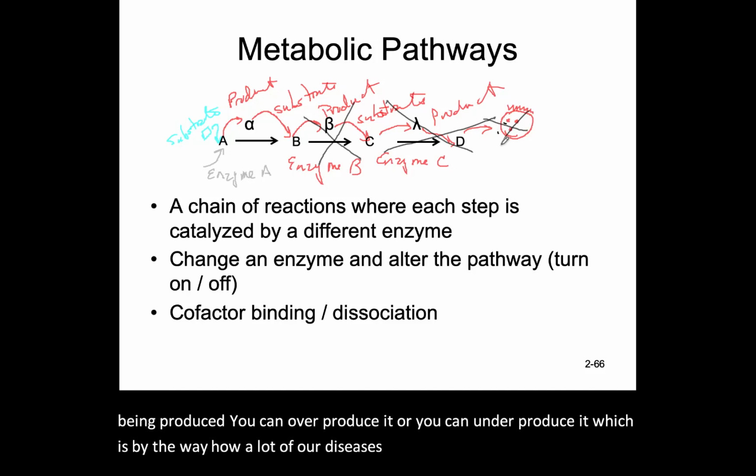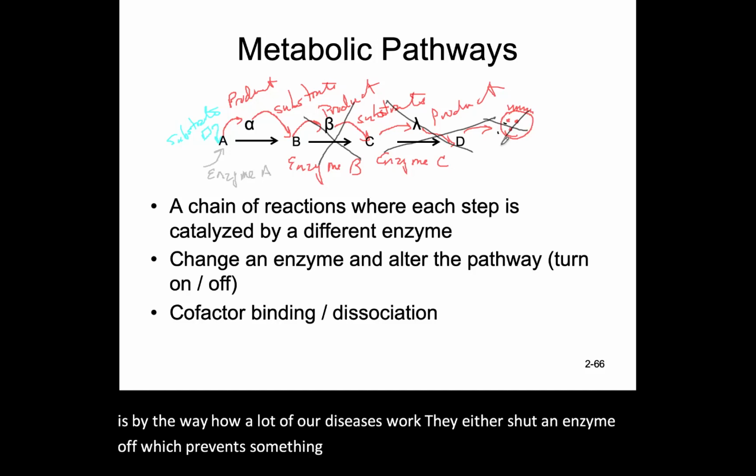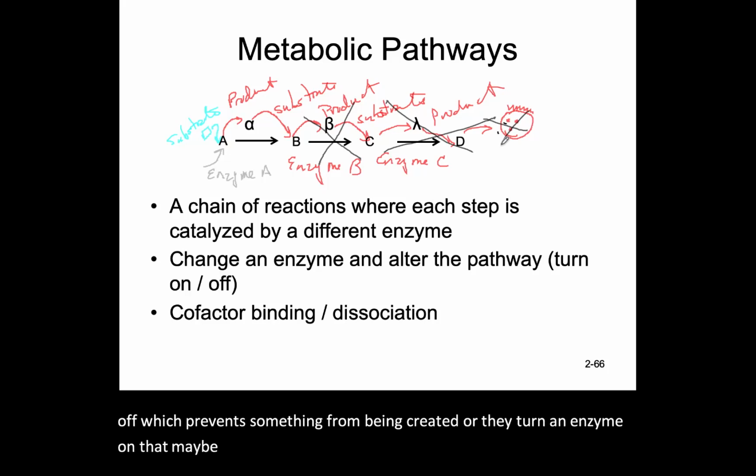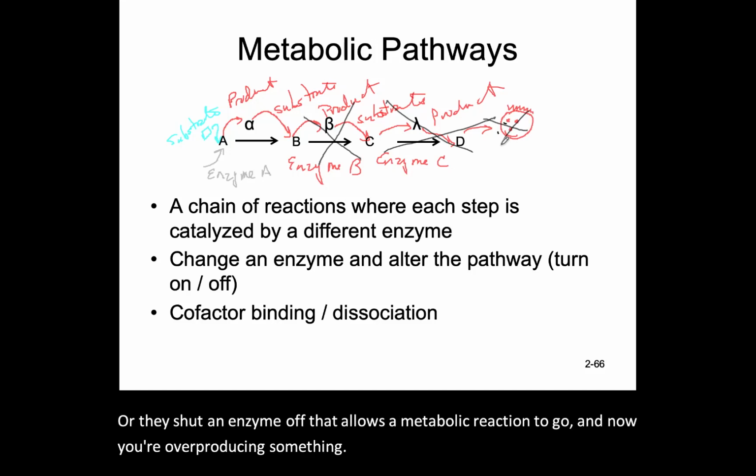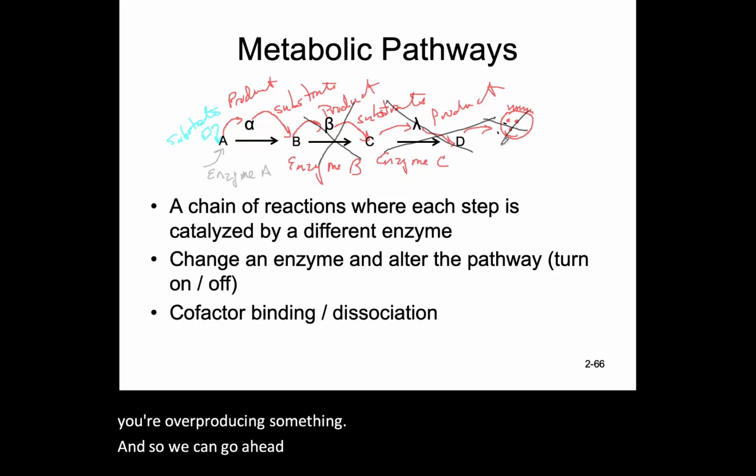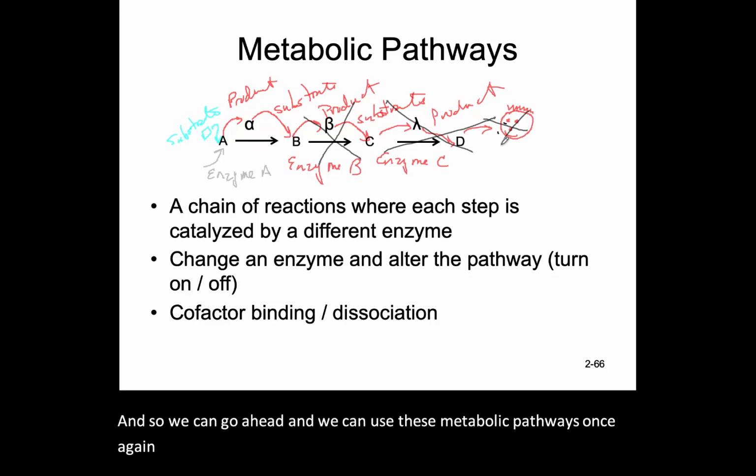They either shut an enzyme off, which prevents something from being created, or they turn an enzyme on that maybe overproduces something. Or they shut an enzyme off that allows a metabolic reaction to go, and now you're overproducing something. And so we can use these metabolic pathways, once again, to drive the production of an end product. These guys are all working in tandem.